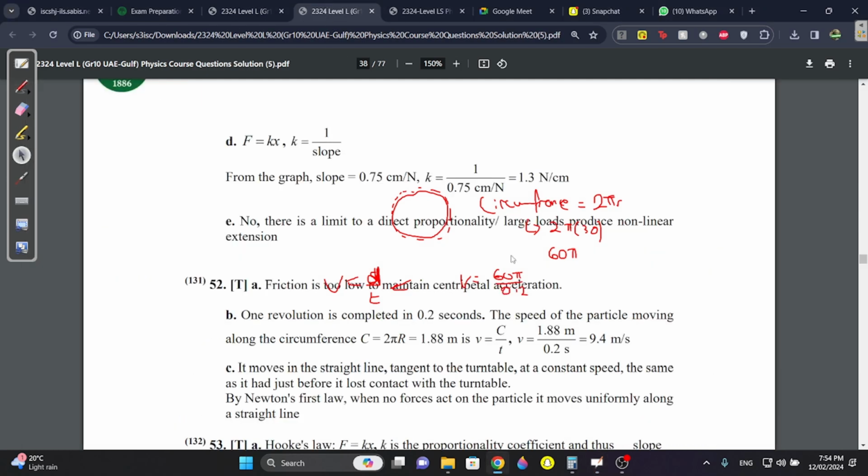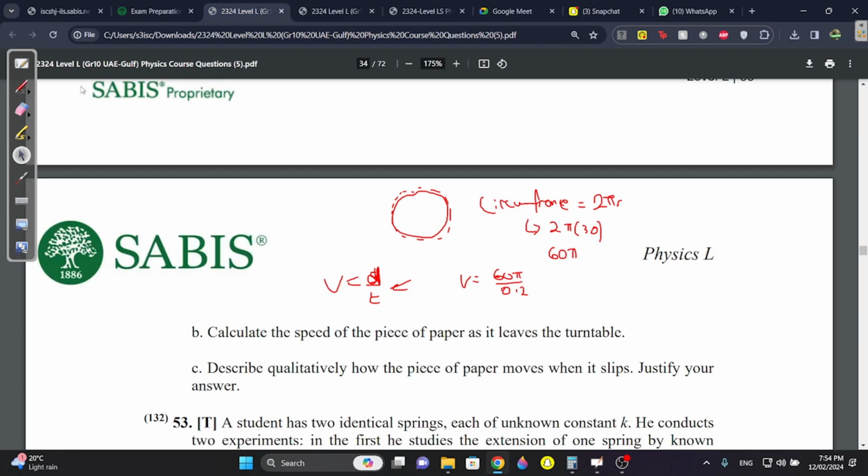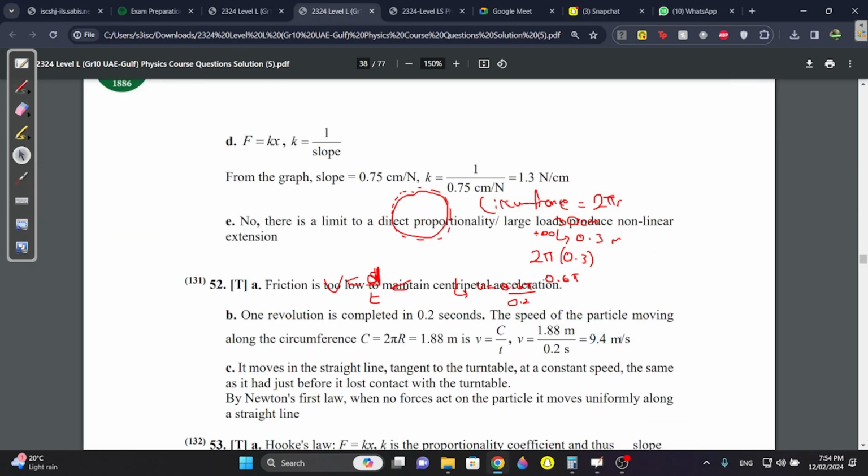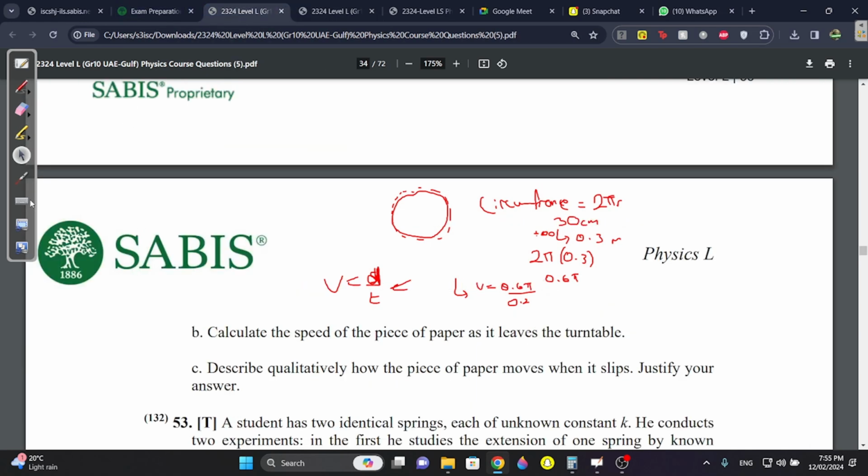And you just do this in a calculator. What do you get? You get 9. Why is it? Oh, it has to be in meters. My fault. Okay. Back here, it's 30 centimeters, which has to be in meters, which is 0.3 meters because you divide by 100. It will be 2 pi times 0.3, which is 0.6 pi. So you're going to be left with v equals 0.6 pi over 0.2, and you just do this in a calculator, you'll get 9.4. Okay, you get 9.4. That's what you get in the calculator.